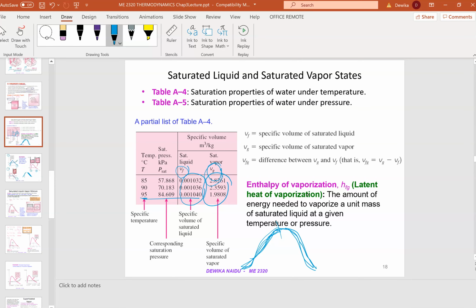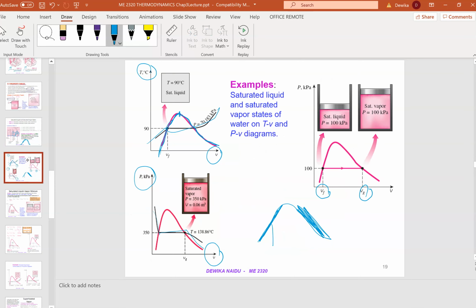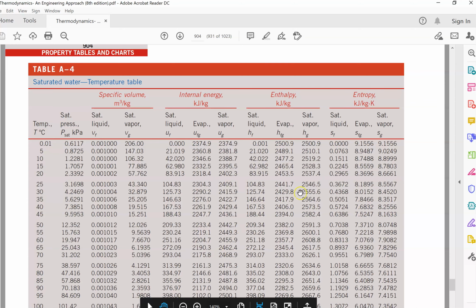Now the difference between Vg and Vf means the middle region here, the saturated liquid-vapor region, right? So this region in the middle will be given by Vg minus Vf. Okay, so that is how you interpret the steam table. It's called the steam table.